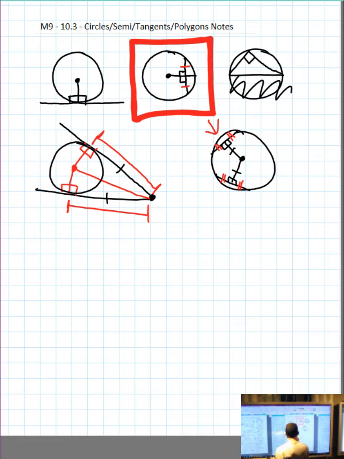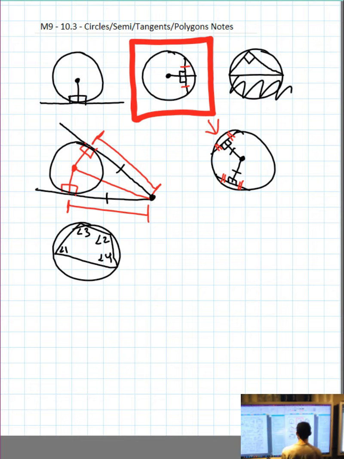Okay, another rule. Let's take a quadrilateral just like in the notes. Let's call them angle 1, angle 2, angle 3, angle 4.